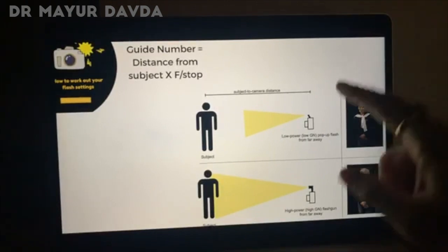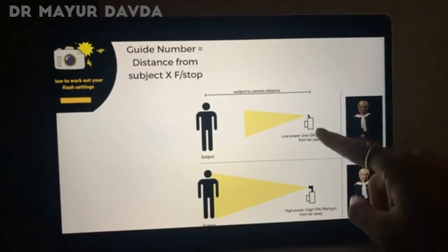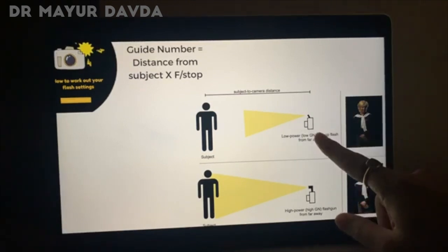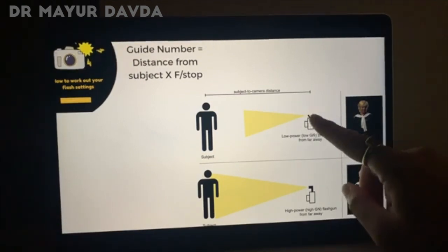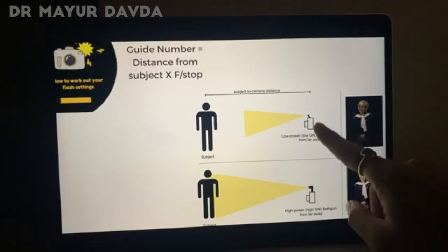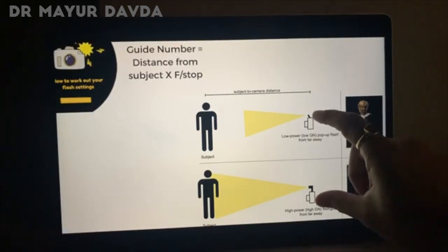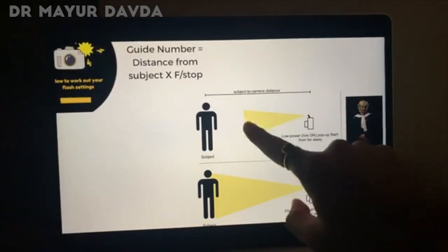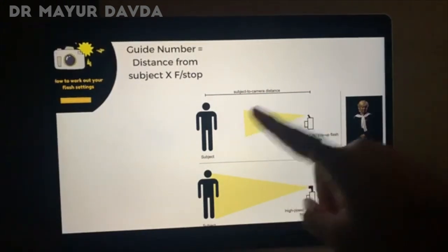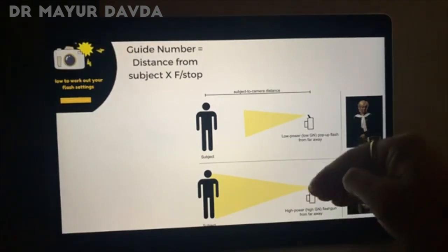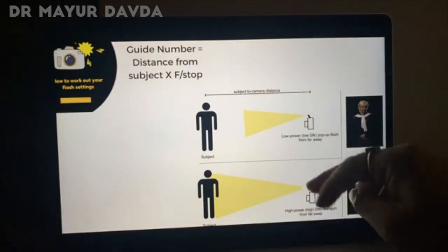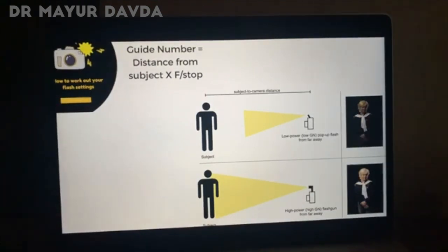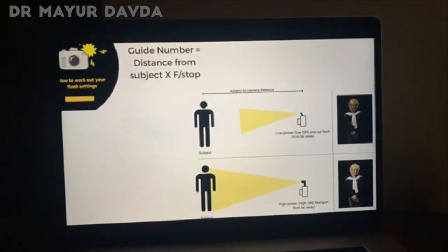We have two examples over here, built-in flash as well as a speed light. The built-in flash has a lower guide number, so at the same f number for both of them, the built-in flash is going to reach a very short distance. However, the speed light is going to cover a greater distance because it has a greater guide number as compared to an inbuilt flash.